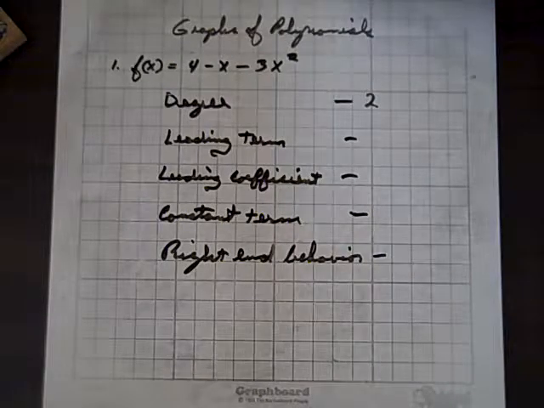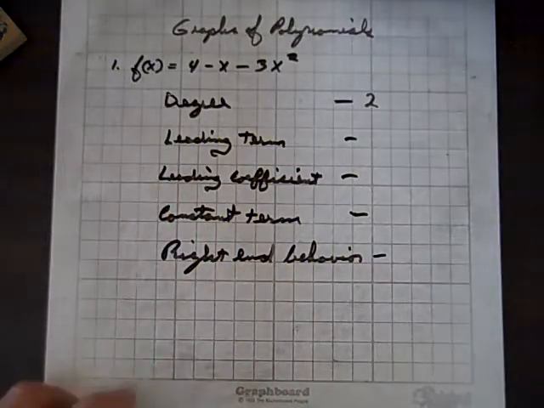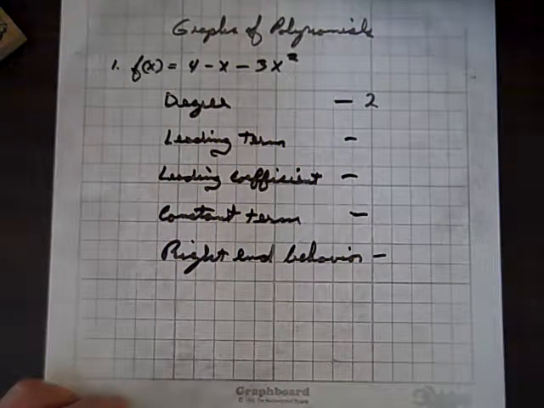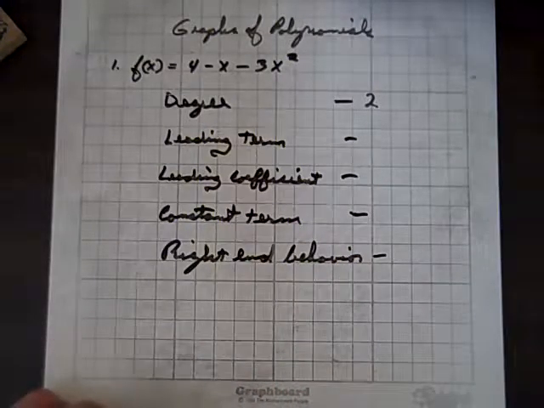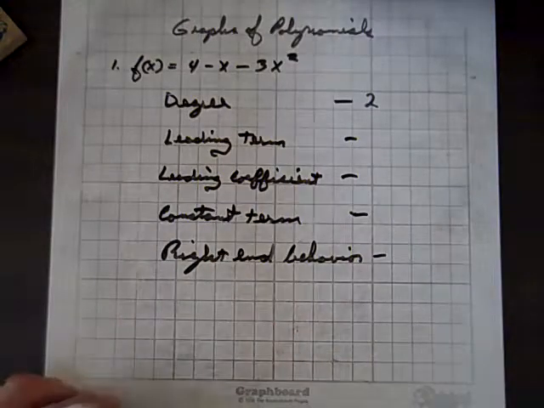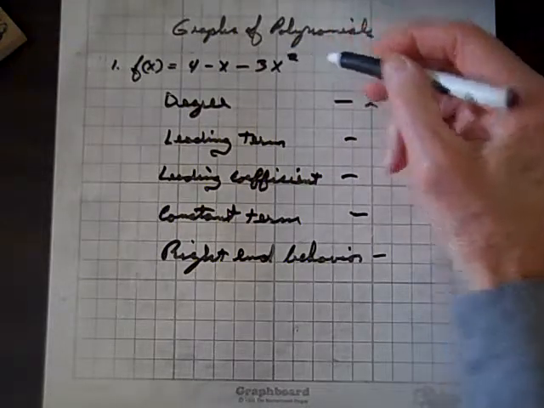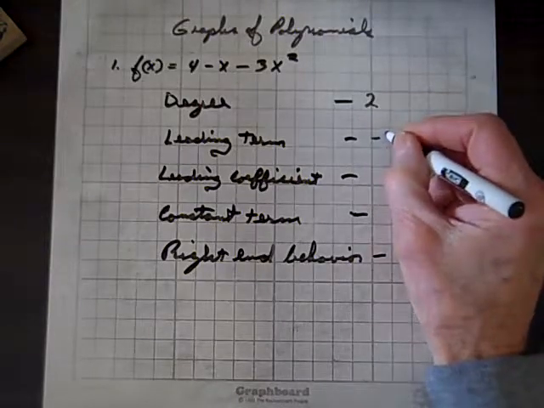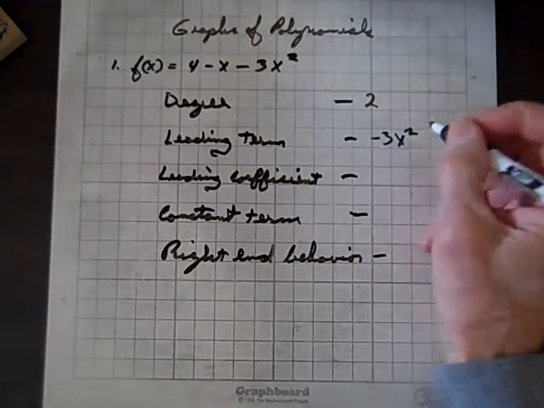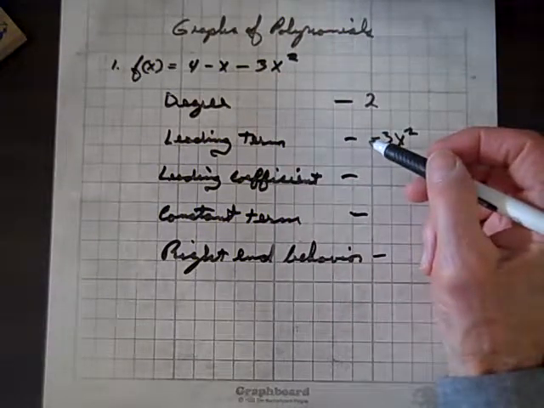Well, now we're dealing with the graphs of polynomials, and we've got to deal with degree, and the degree corresponds to the largest value of an exponent on a variable. So the largest exponent on the variable x is 2, so the degree is 2. The leading term is minus 3x squared. That's the degree-setting term, and correspondingly it's called the leading term.